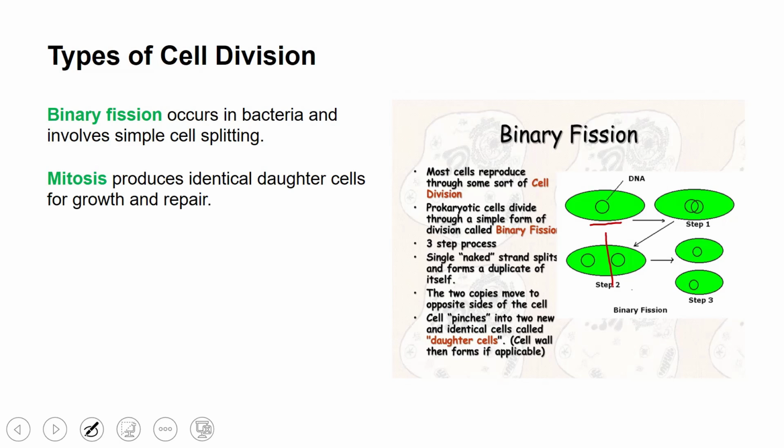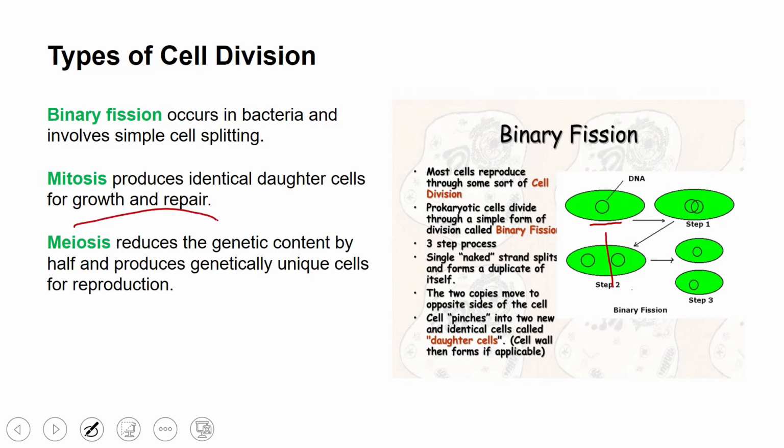And then mitosis. In the case of eukaryotic cells, the type of cellular division is mitosis, which produces identical daughter cells for growth and repair. So one cell divides itself to produce identical daughter cells. And the major aim of the cells produced from mitosis is for growth and repair.